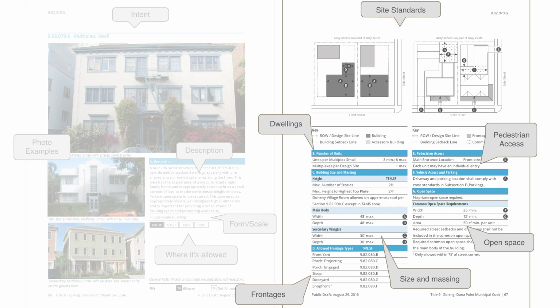And then frontages. How does this building relate to the public realm? How does it shape the public realm? Pedestrian access. Does this type depend on pedestrian access all from the front, or can some be from the side and some be from the front? Or does it go through a garden? In this case, it's multiplex small, and the units can be from the front and the side. Common open space, what requirements are there? So these are basic characteristics. You can apply more, but this is what you need to know to make a building type distinct from others.